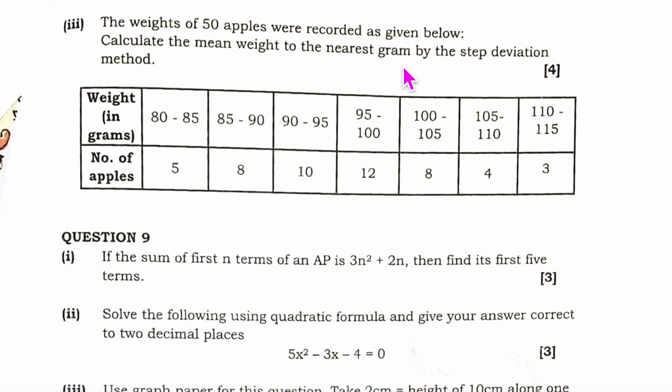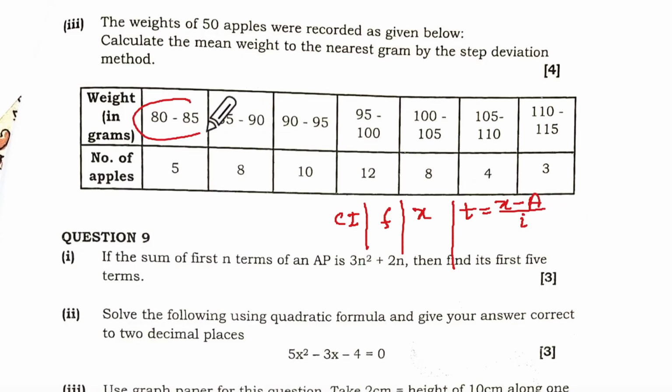This is by the step deviation method. You can handle the step deviation method. The x values will be 82.5 here, 87.5, 92.5, correct? And what do you have to first find? You will have to find your class interval, then the frequency, then the class mark, then you have to find t, which is x minus a upon i. What is i? 5. Can you see that i is equal to 5?